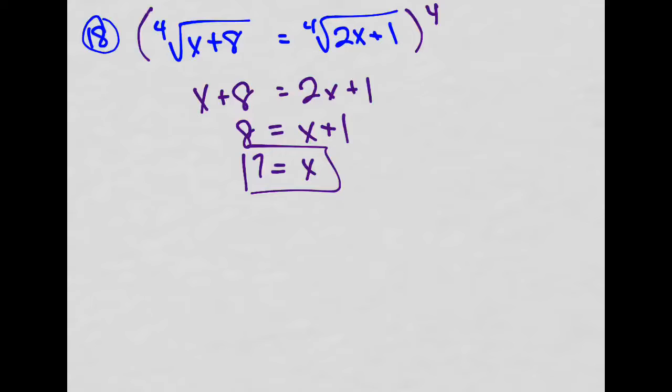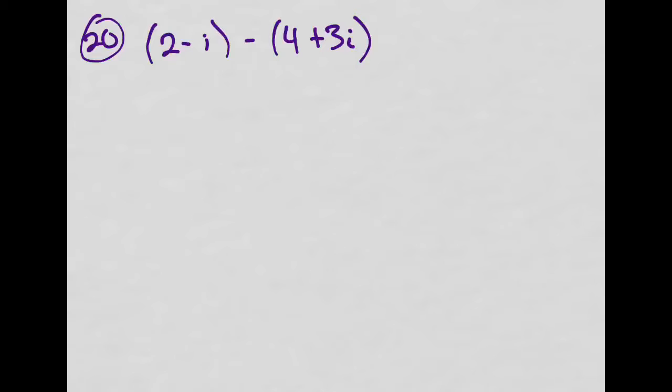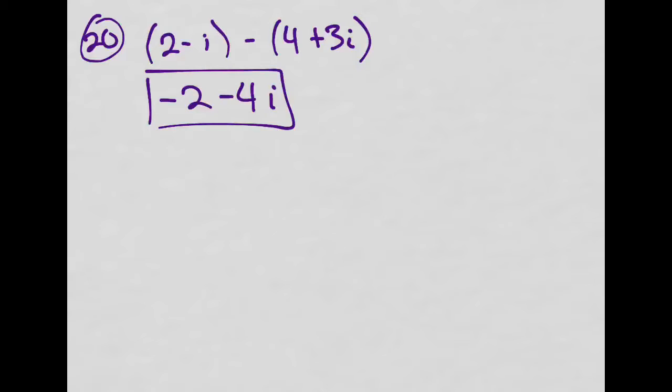Looking at i's a little bit, notice what's in between the parentheses. And so this one says that we're just subtracting terms. Numbers and numbers, i's and i's. 2 minus 4, negative 2. Negative i minus 3i. That's minus 4i's. And this is just collecting terms. Like we're just putting stuff together that matches.